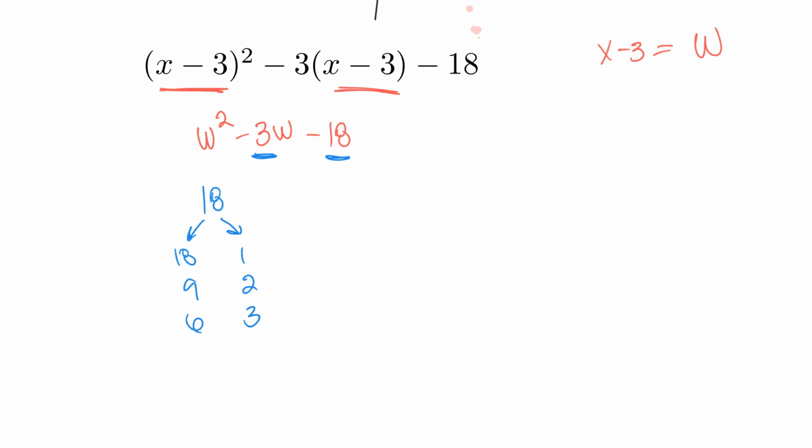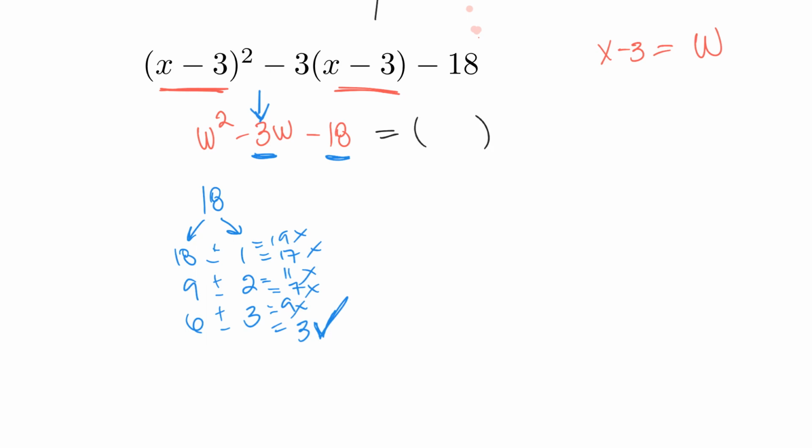If we have 18 plus 1, this will be 19, that's not good. 18 minus 1, this will be 17, that's not good. 9 plus 2, this will be 11, that's not good. 9 minus 2, this will be 7, that's not good. 6 plus 3, that will be 9, that's not good. And 6 minus 3, that will be 3, that is definitely good because we are looking for 3. Okay, now let's play with the sign.